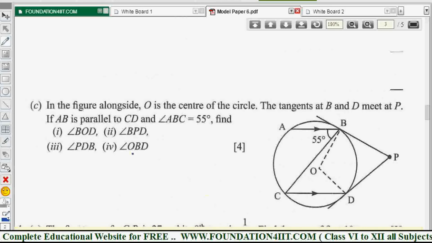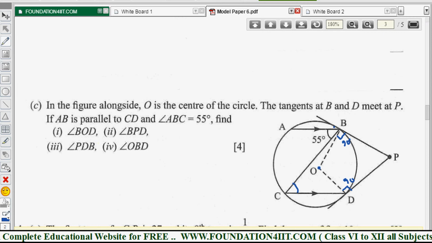In the figure alongside, O is the center of the circle. Tangents PB and PD meet at the point P. AB is parallel to CD. Angle ABC is 55 degrees, given. Because O is the center, the radius and tangent make 90 degrees, and this also is 90. AB is parallel to CD, so it is 55 and this is also 55, alternate angles. Let me draw the diagram and I'll show one by one.